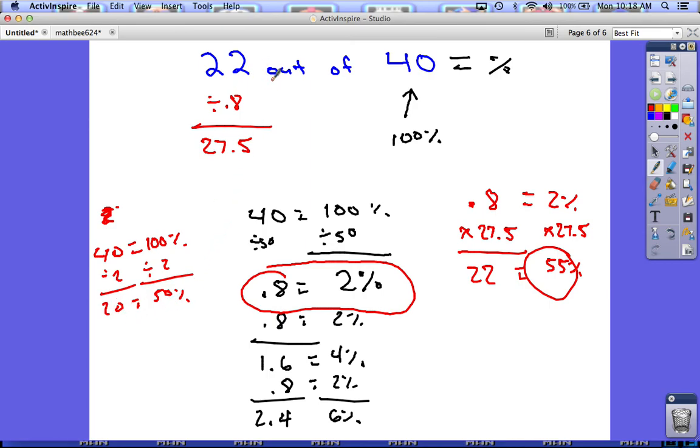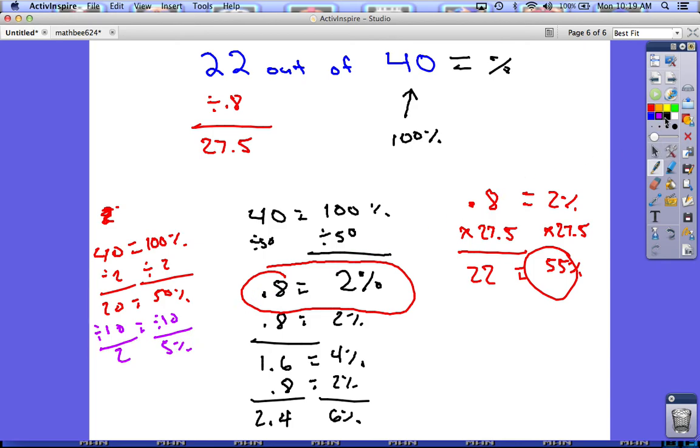So let's try to figure out what 2 equals. And again, we did that over here. We found out what 2% equals. We need to figure out what 2 equals here because we have to get up to 22. So let's do that. What do I divide 20 by to get 2? We're going to divide it by 10. So if I divide this by 10, 2 is going to equal whatever 50 divided by 10 is, and it's going to be 5%. So every 2 is 5%.